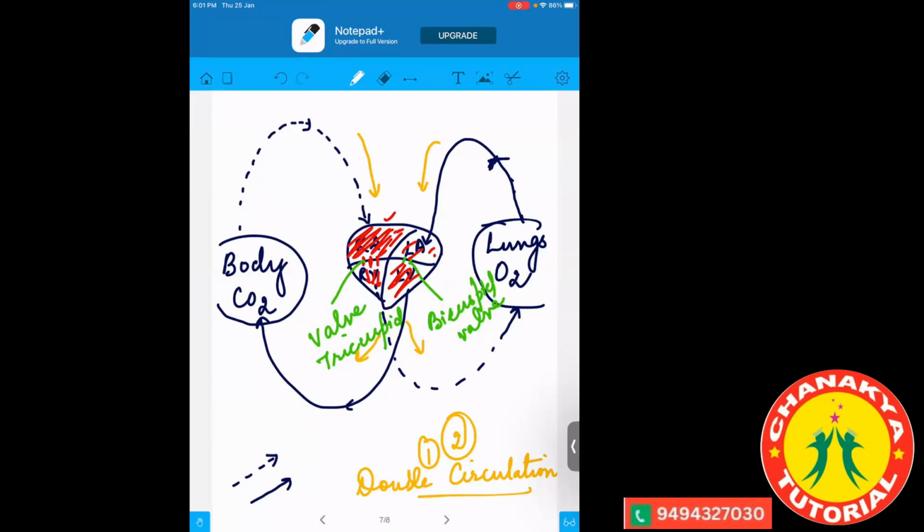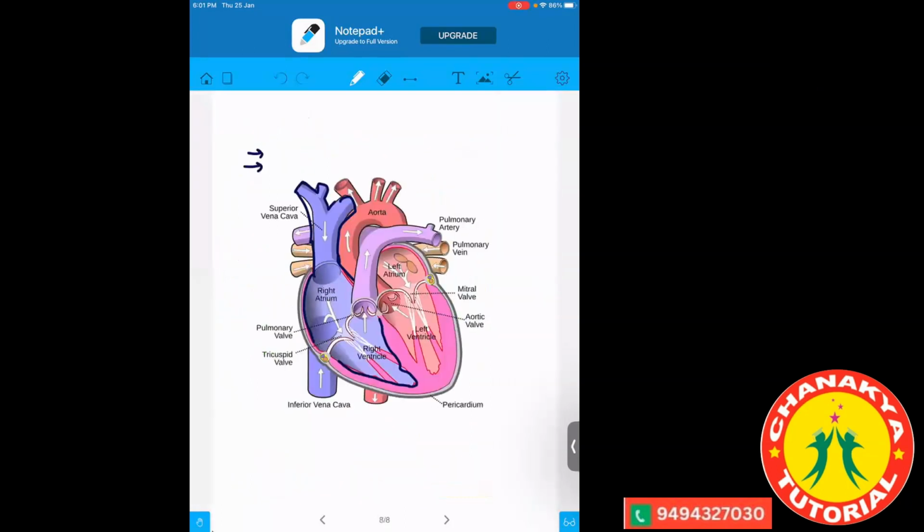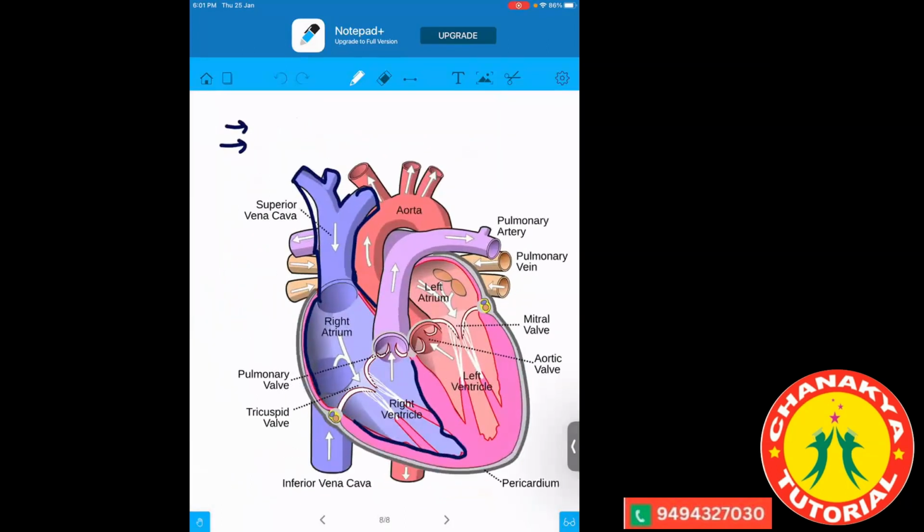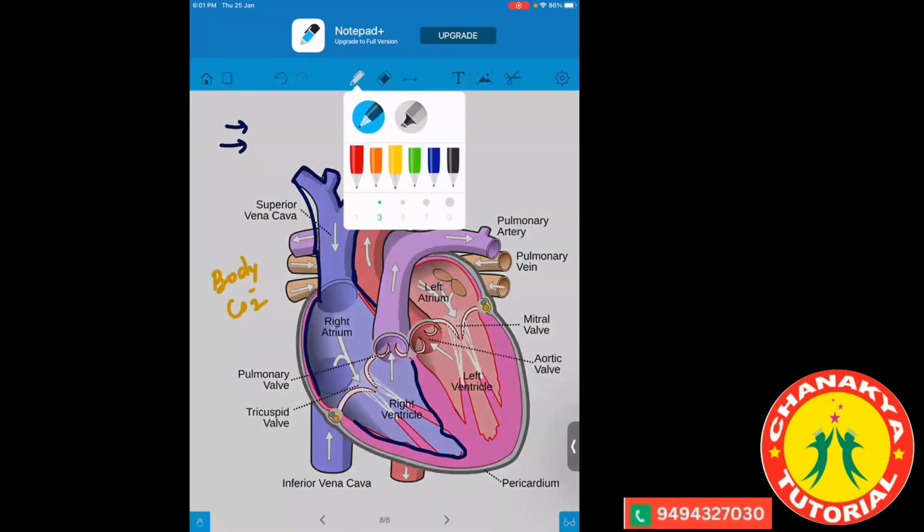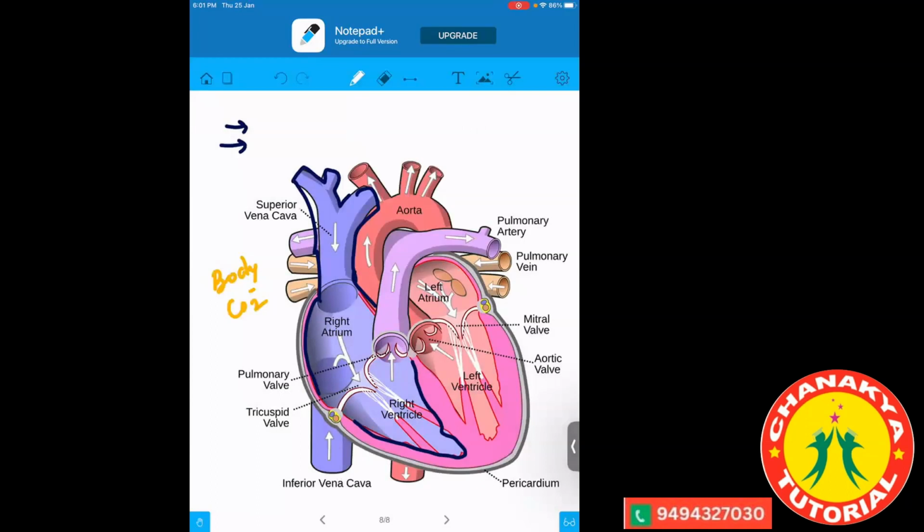So if you have understood this way, it will be easy for me to explain how it is happening. Fine. As I told you, imagine here, what do we have? We have the body. Now, I told you in the body what will be there? The high amount of CO2 will be there. When there is a high amount of CO2, what kind of blood will be entering?